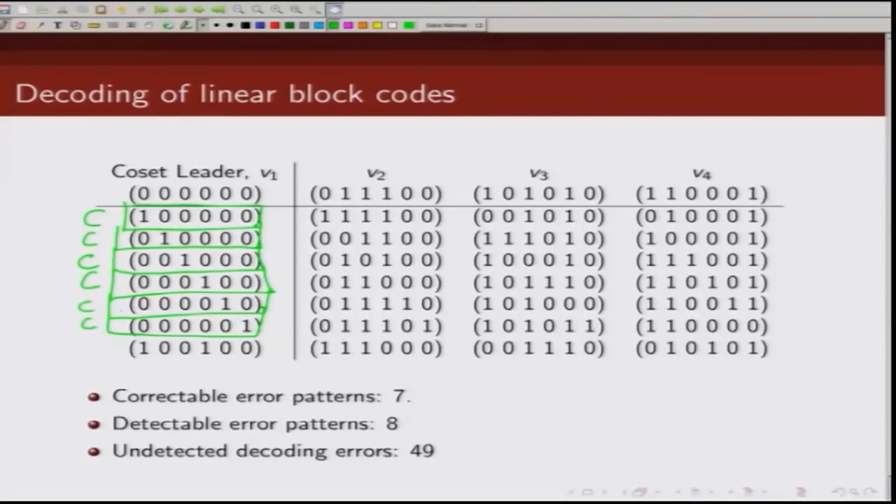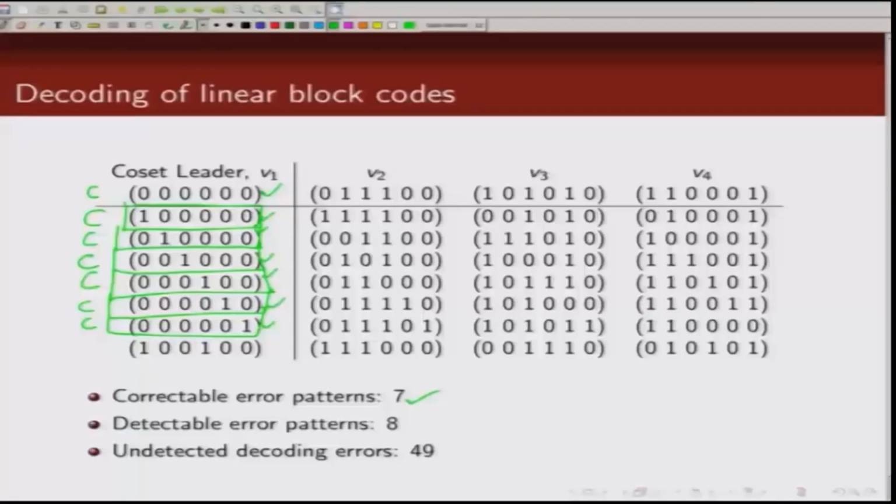So, when I talk about correctable patterns, essentially I mean if you get this, of course, this is no error case, which also I am counting in correctable pattern. So, these 7 patterns, if these are the error patterns, then it is correctable. So, these are the 7 correctable patterns.